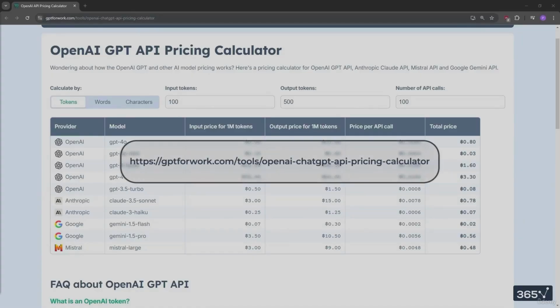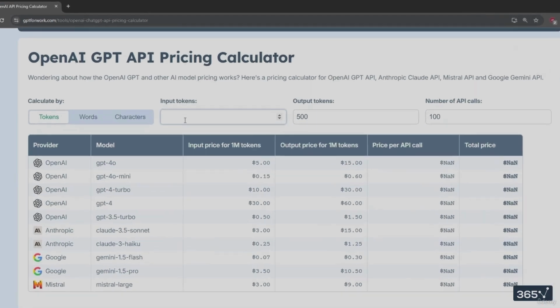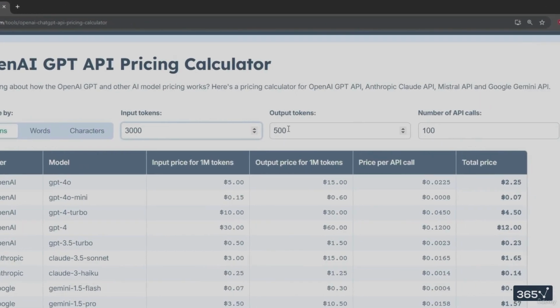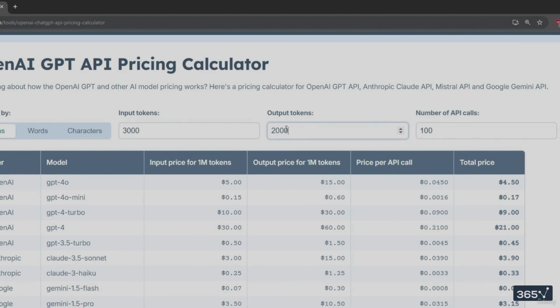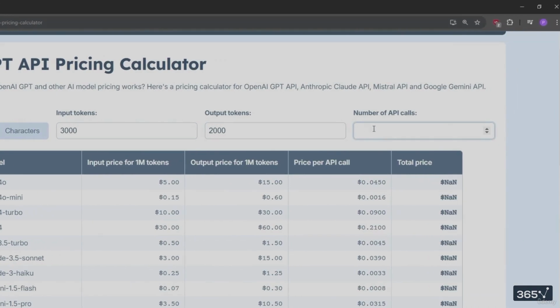We'll use this calculator for the purpose. First, imagine evaluating the expenses for a hypothetical chatbot application serving 1,000 users. Each user posts an average of 7 queries, resulting in approximately 3,000 input tokens, 2,000 generated by the model. This scenario leads to 7,000 executions. Let's write this in the calculator.